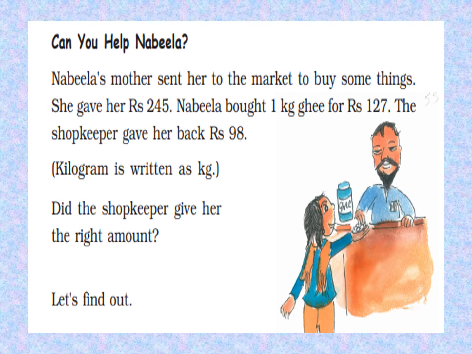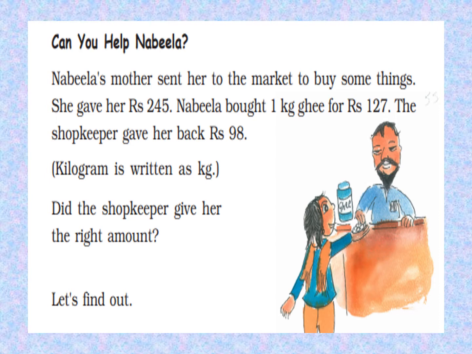So let us begin. Nabila's mother sent her to the market to buy some things. She gave her rupees 245. Nabila bought 1 kg ghee for rupees 127. The shopkeeper gave her back rupees 98. Now children, we need to find out whether the shopkeeper gave her the right amount. How can we find that out?